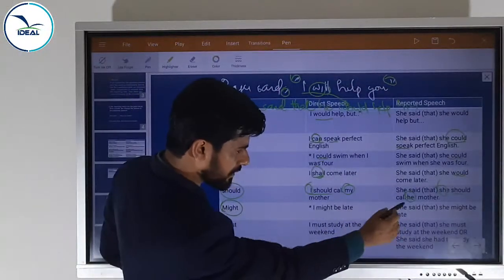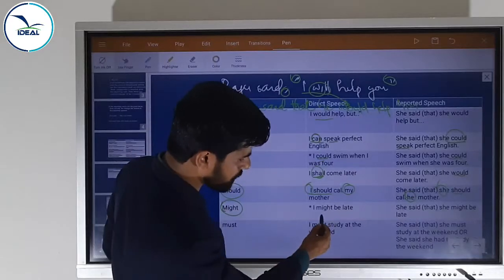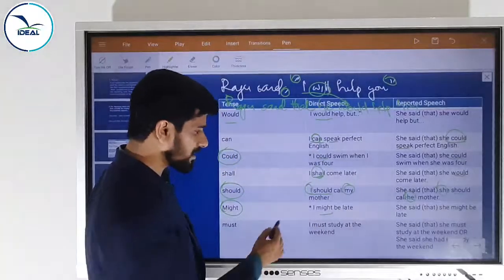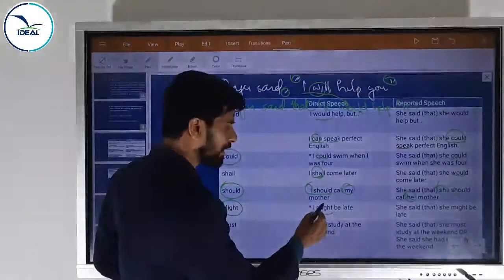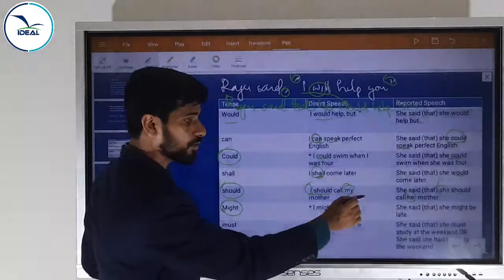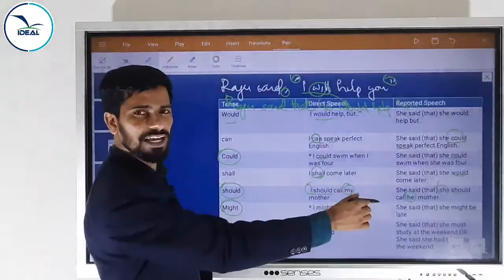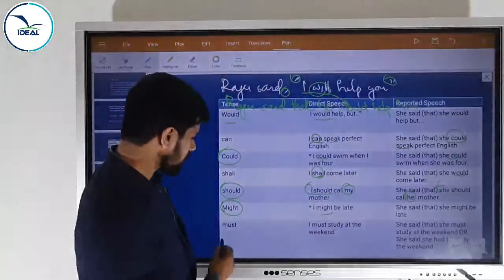Okay, "might" becomes "might" itself, that doesn't change. I might be late. She said that she might be late. If it is already "may" here, then you will convert it as "might". If she says, "I may be late," then you can say she said that she might be late. Understood?